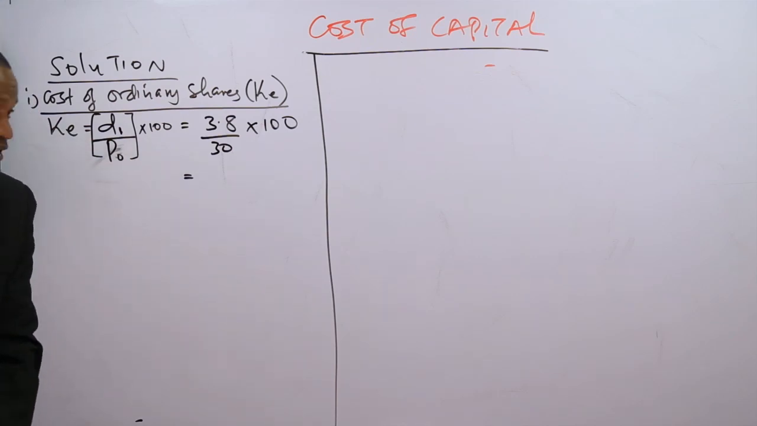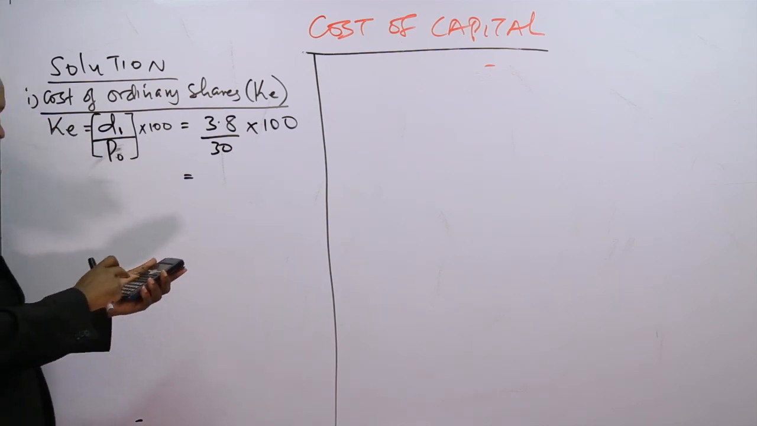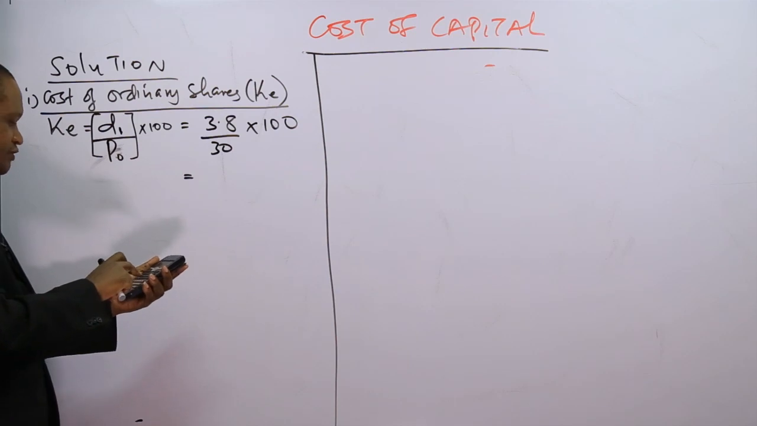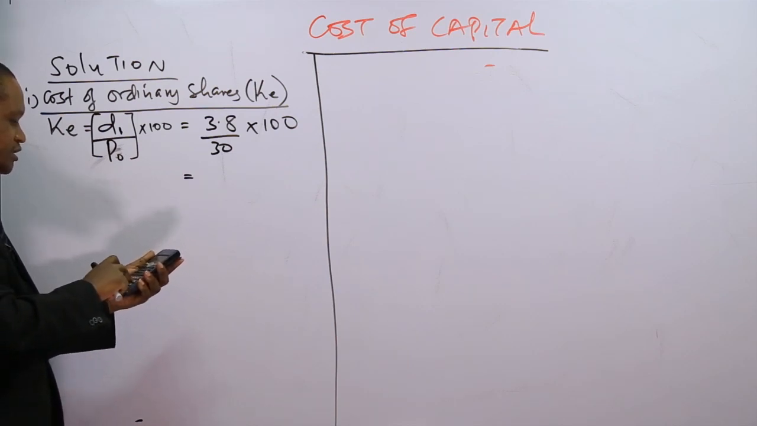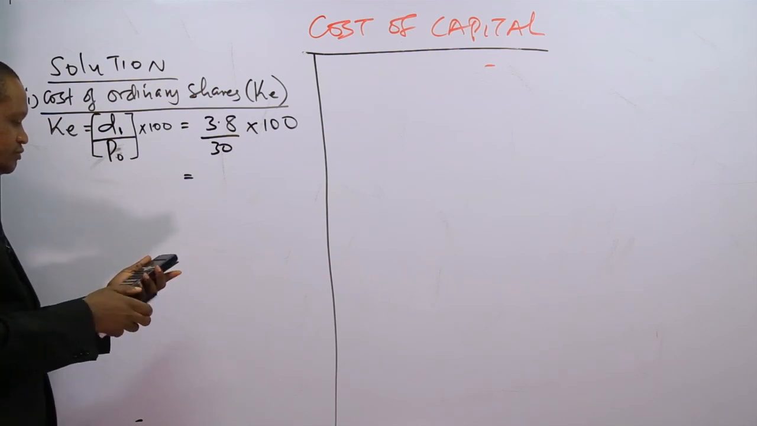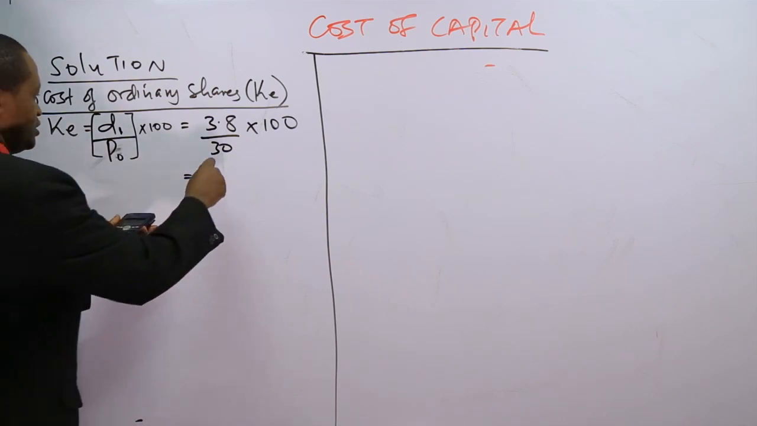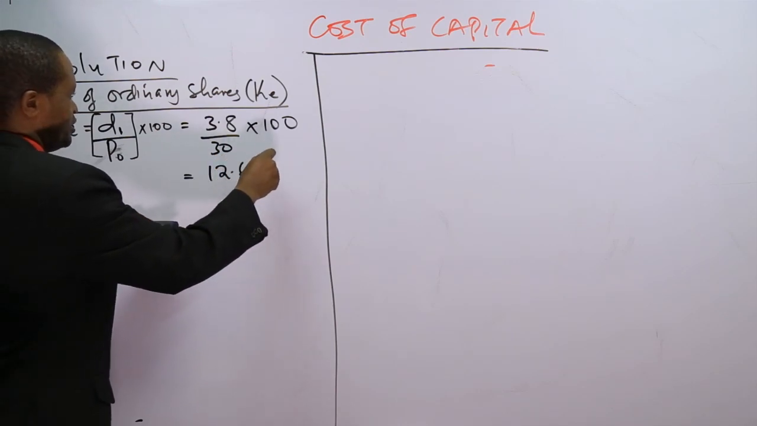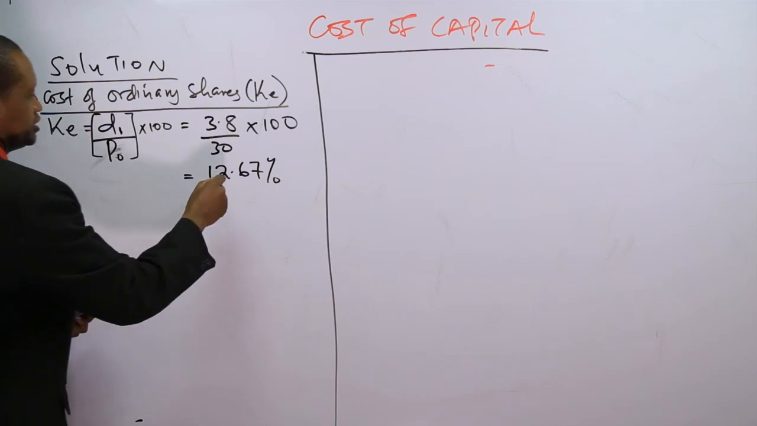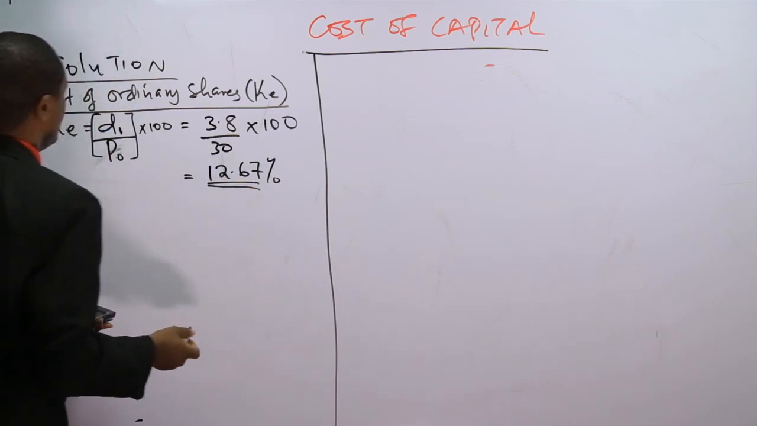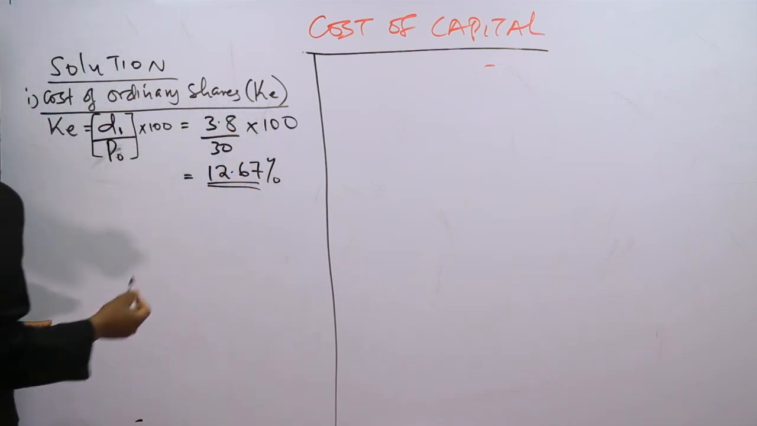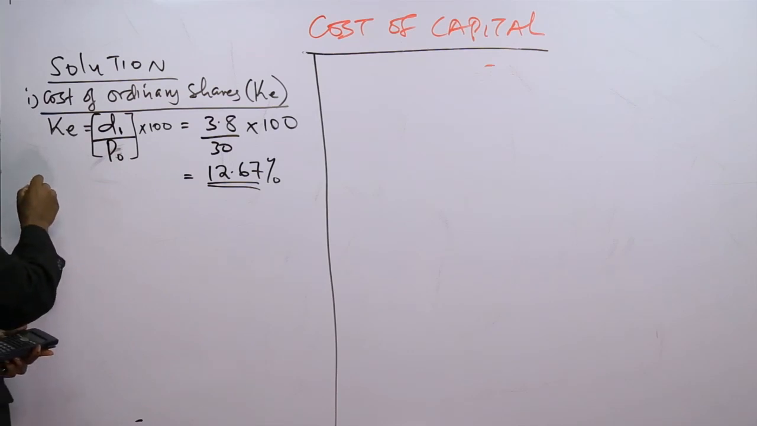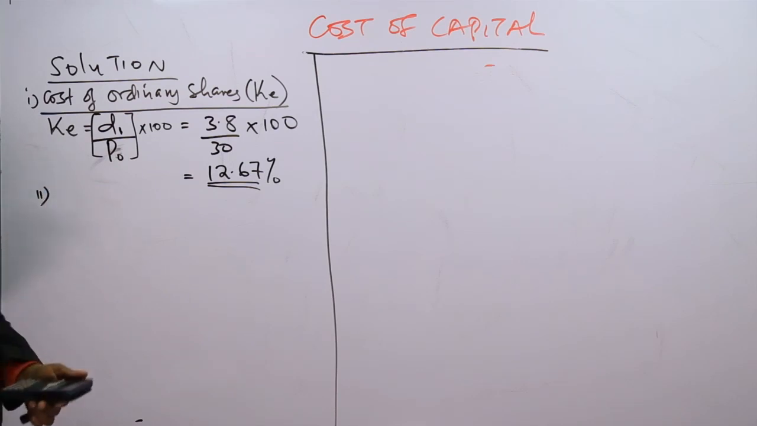So taking my scientific calculator, 3.8 divide 30 times 100. It's 12.67%. So this is the cost of ordinary share capital. Then part 2, what is the requirement?